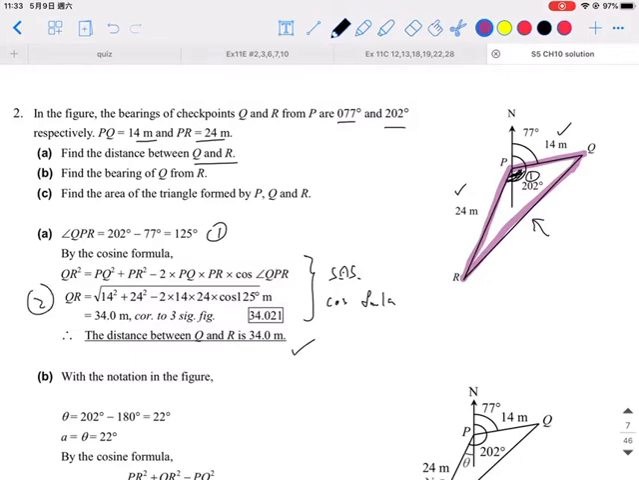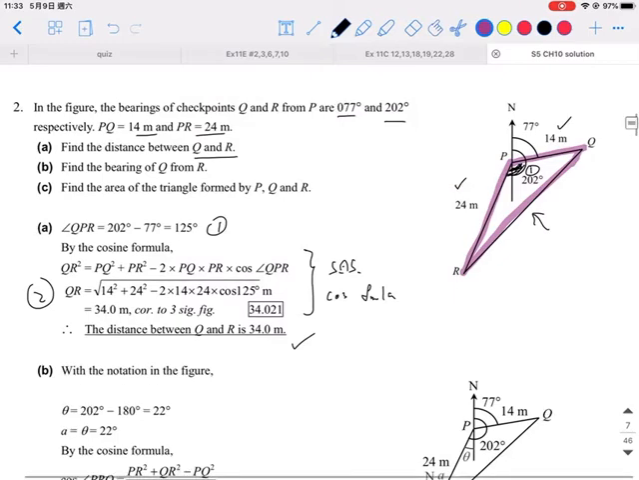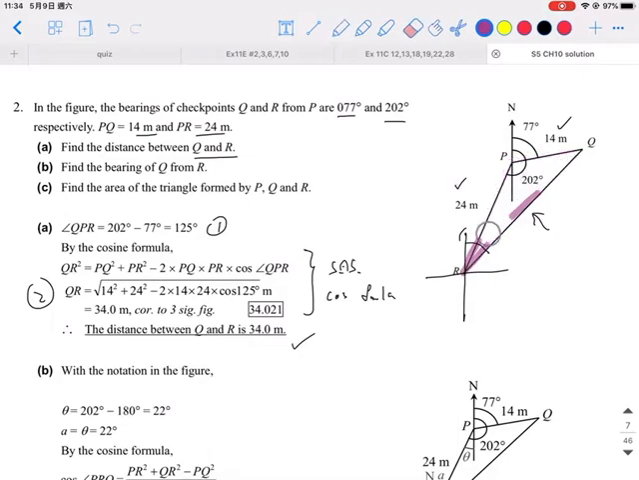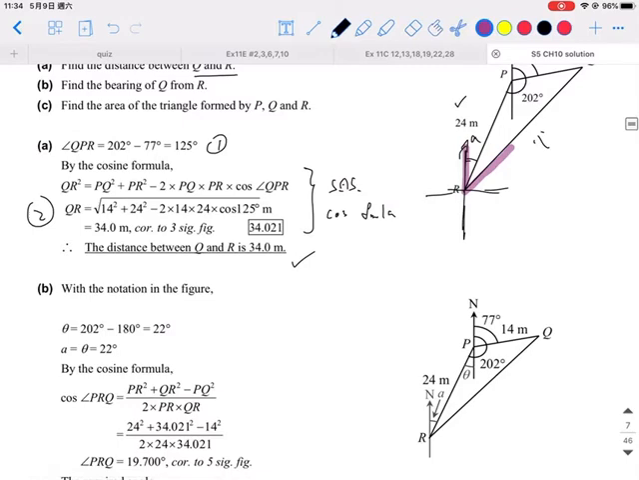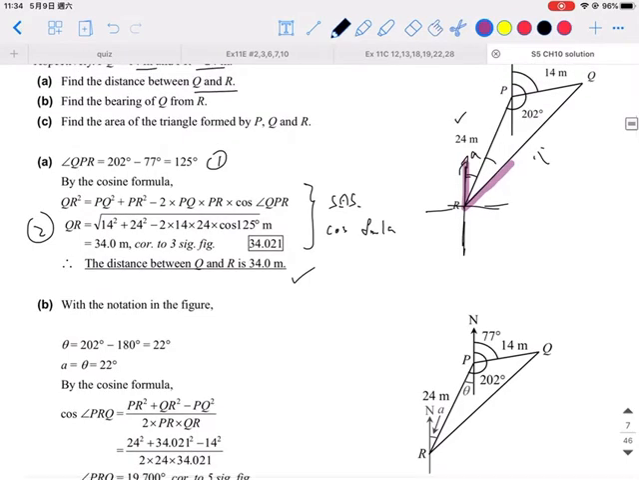So let's move to question number 2b. Find the bearing of Q from R. So we need to draw a cross again at R, and let's say this angle. I erased the purple color. So our target is how to find the angle of this one. It consists of two angles: one of them is, let's say, A, and the other one is QRP.